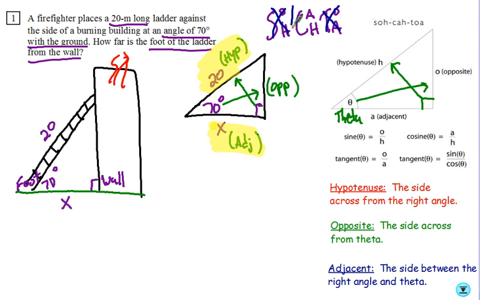And so the only trig function that uses adjacent and hypotenuse is going to be cosine. So I'm going to set that up, and I'm going to say cosine of, in this case our angle is 70 degrees, is equal to the adjacent, which is x, over the hypotenuse, which is 20. And so now I just want to solve for x.